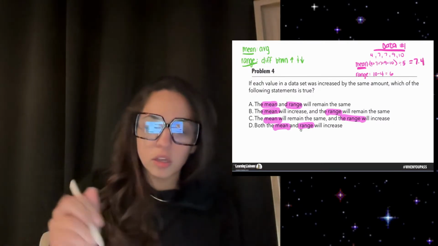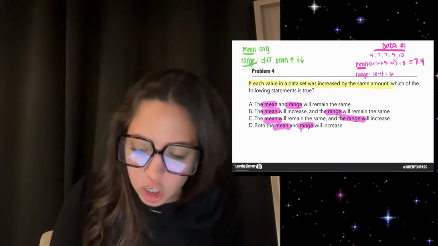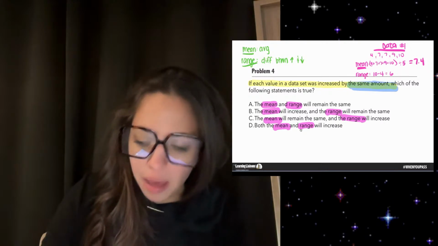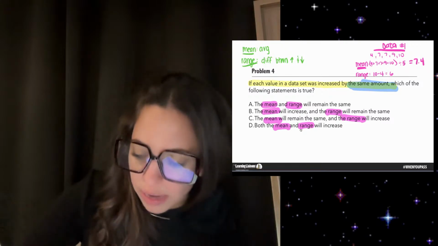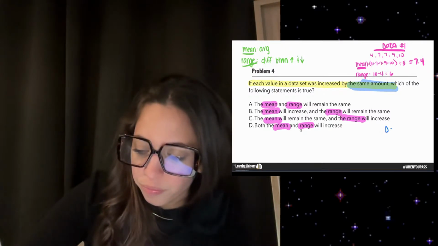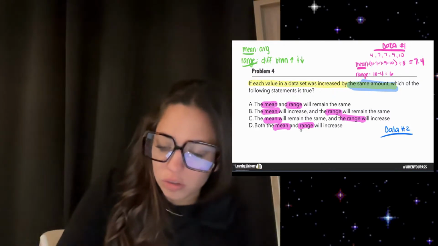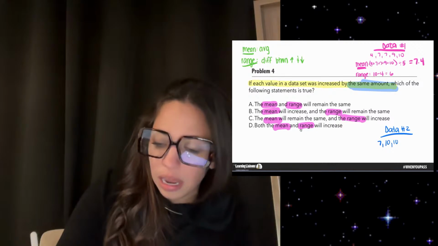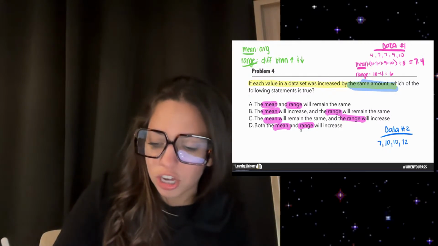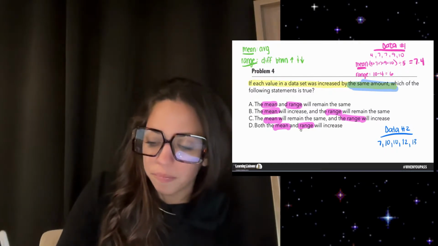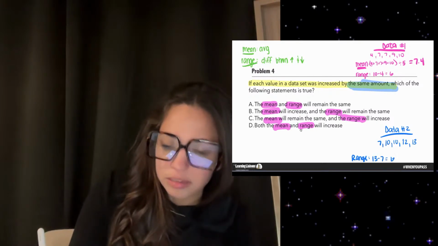Now, what did the question ask? The question said, if each value is increased by the same amount. Each value is increased by the same amount. So now data set 2, I'm going to increase them all by 3. 4 plus 3 is 7. 7 plus 3 is 10. 9 plus 3 is, no, 9 plus 3 is not 11. That would change it. 10 plus 3 is 13. So my range is 13 minus 7, which is still 6.